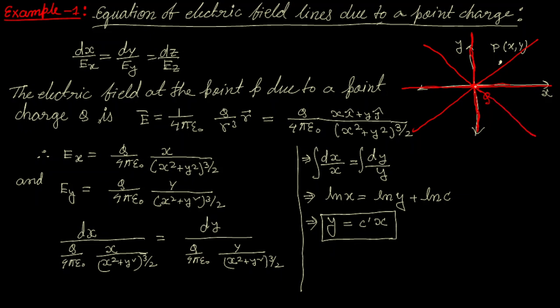So if we place a point charge here, because of this point charge there will be an electric field. If we want to draw the electric field lines associated with this point charge in the xy plane, it will look like this. It will be a set of lines which pass through the origin.